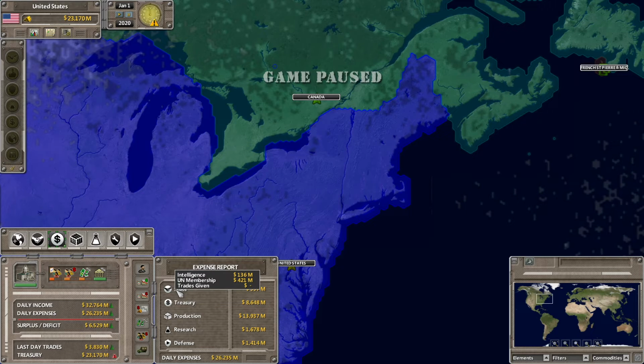And finally, going back to the top here, state expenses. So you have intelligence here. This is just a government expense. It's about your spies, your facilities for counter-espionage. That's what this is. UN membership. This is a base fee for being a part of the UN, or not the UN in the earlier ones. In the earlier scenarios, I think it's the League of Nations, but it will still say UN membership.